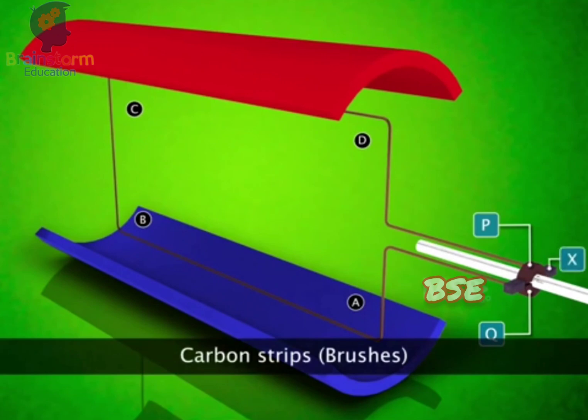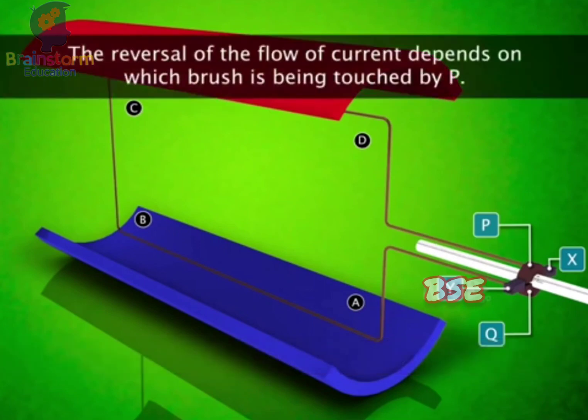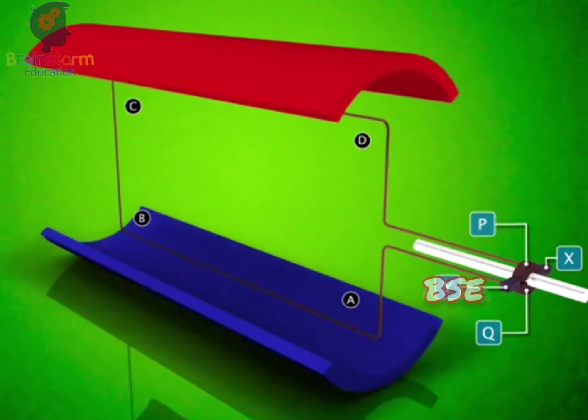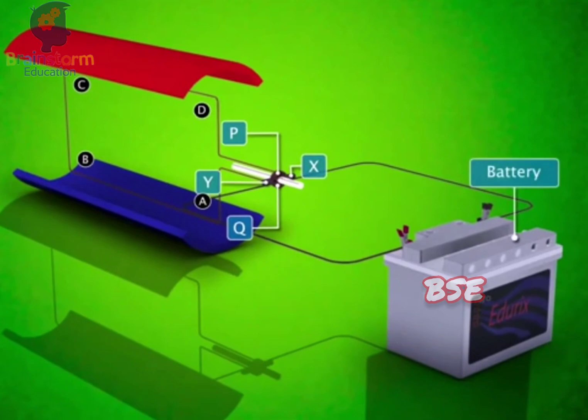The carbon strips X and Y are used as brushes and are fixed to the base of the motor. They are tightly pressed against the two halves. The reversal of the flow of current is decided depending on which brush is being touched by P. A battery is connected to the brushes to supply them current. Now, let us see the working of the electric motor.